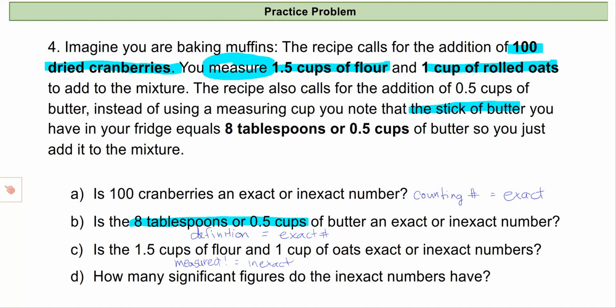Now, how many significant figures do the inexact numbers have in this? Let's walk through this. A significant figure is usually any of the non-zero numbers. And so if I'm looking at 1.5 cups, my number has 2 digits in it. So I would say it has 2 significant figures. Whereas if I'm looking at 1 cup, I only have 1 number reported here, right? One digit. So I would say this is 1 significant figure.